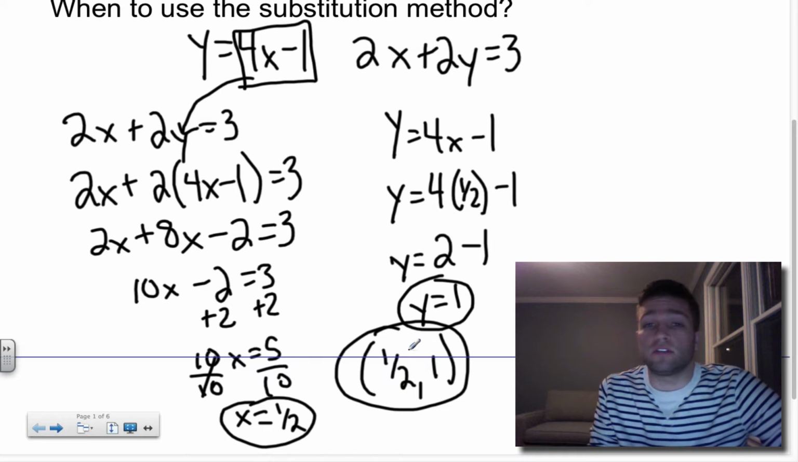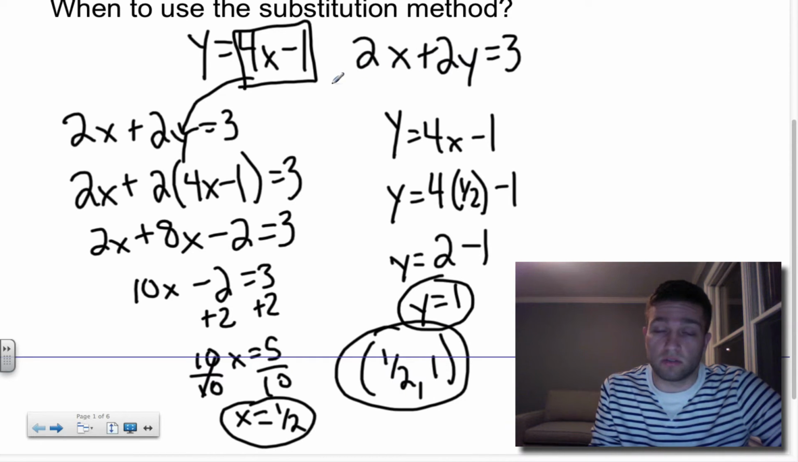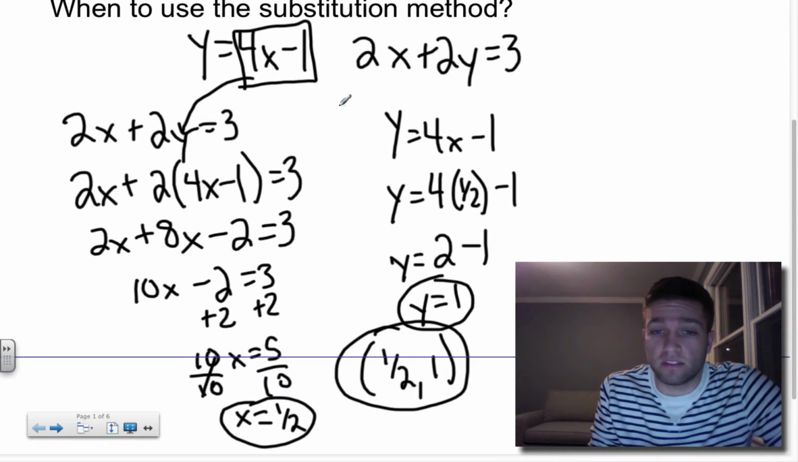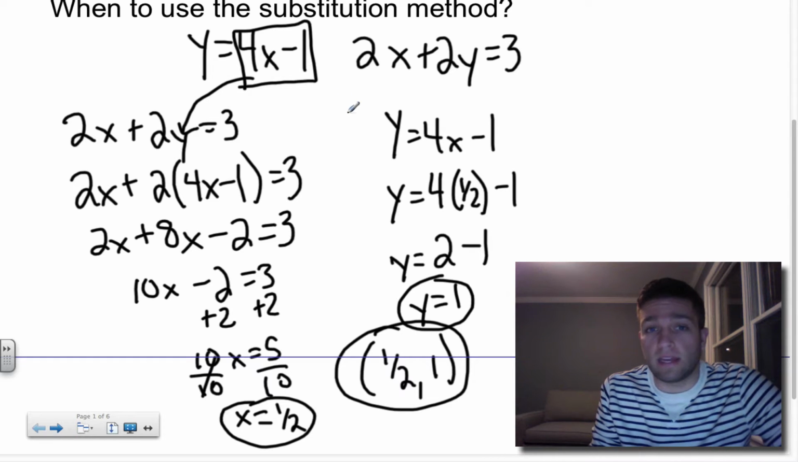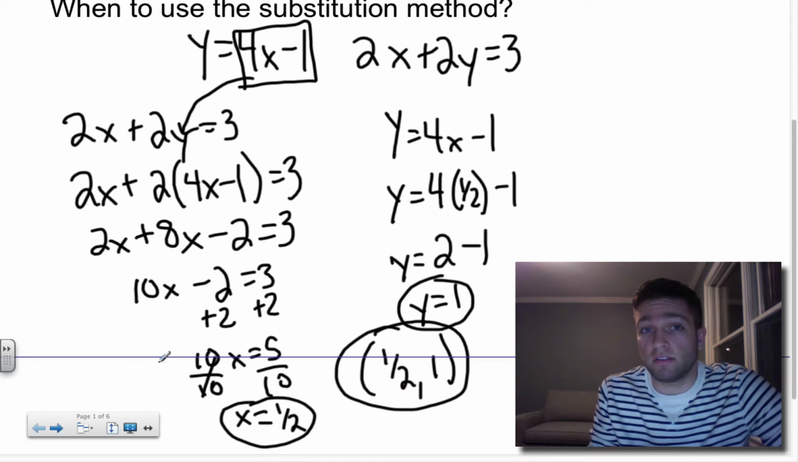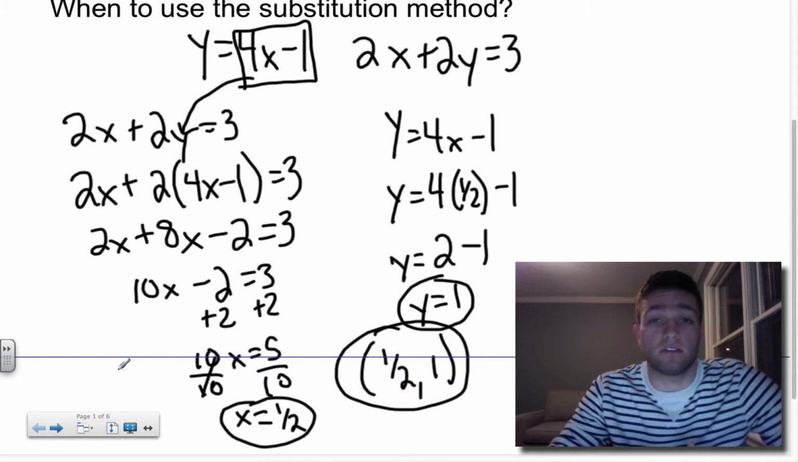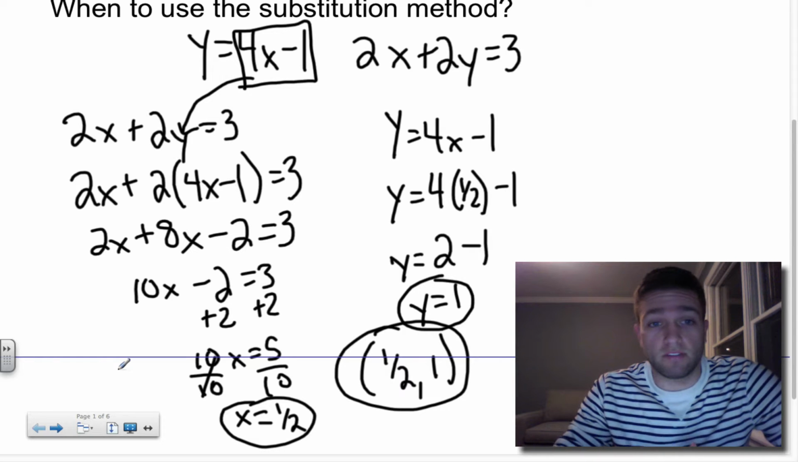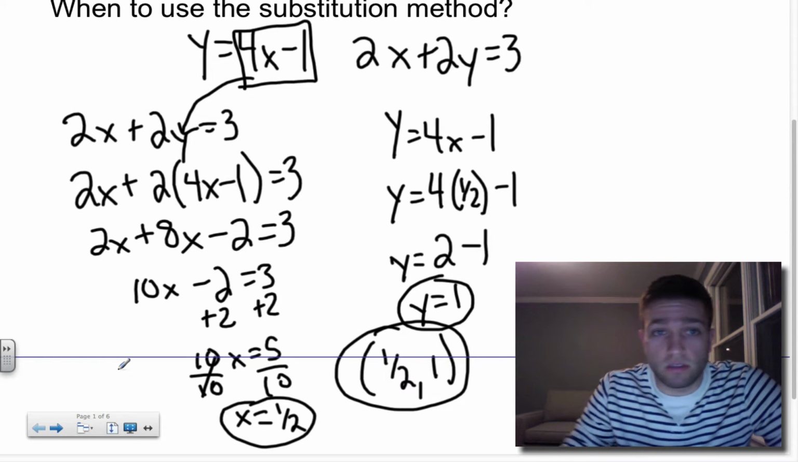And as always, you can check by taking these and plugging them into either one of the equations or both of the equations. I know that this is the right answer, so I'm not going to do that. And I know that you know how to check if you need to. But that's all there is. And why is it called the substitution method? Because you're substituting a ton of stuff through the course of this.